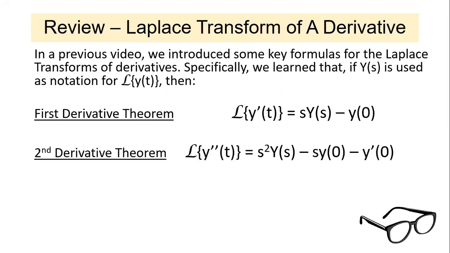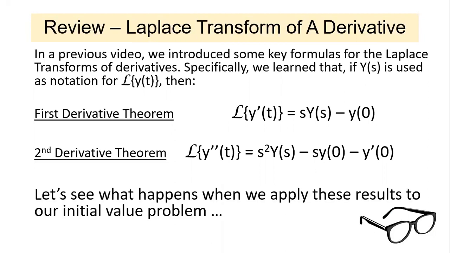But if we take that a step further, since a second derivative is a derivative of a derivative, we can apply that formula twice in succession, and we would obtain the idea that the Laplace transform of the second derivative of a function y is s squared times the Laplace transform of y minus s times y evaluated at 0 minus the value of the derivative evaluated at 0. Pay attention to those two theorems. We're going to be using them now and applying them to help solve our initial value problem.